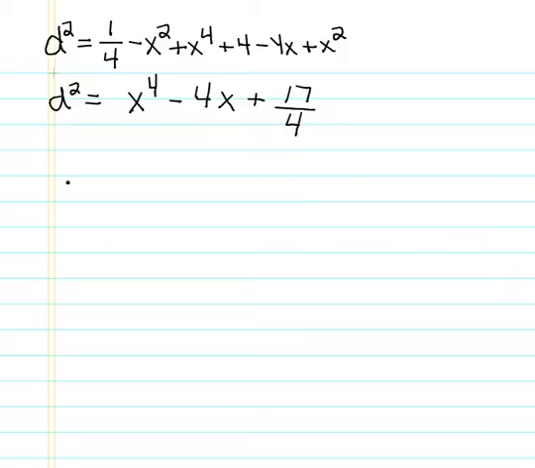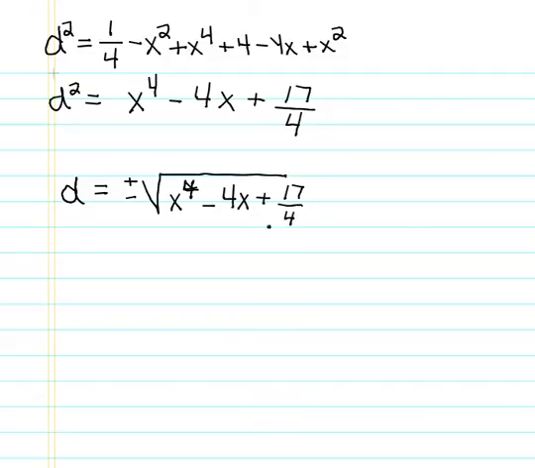And d, if we want to get it by itself, if we take the square root of both sides, would equal plus or minus the square root of x to the fourth minus 4x plus 17 over 4. Okay? And then what we need to do is take the derivative of that. Before we do that though, I'm going to make this a little bit simpler.